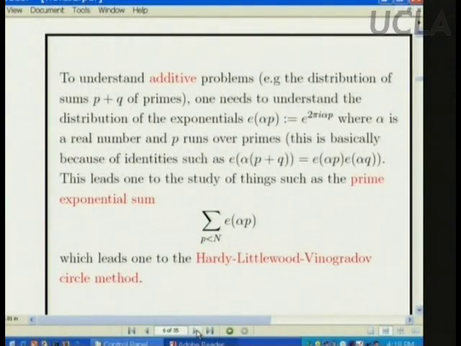So we really want to understand this expression, how it's distributed, and in fact, rather than the zeta function, what attention is focused on is something called the prime exponential sum. You sum e to the alpha p for all primes p up to some number n, and if you understand this well enough, in principle, you can understand things like sums of primes. And this whole approach has a name. It's called the Hardy-Littlewood-Vinogradov circle method. And for example, this is what Vinogradov used to prove that every large odd number is a sum of 3 primes. It actually is based on this approach here.